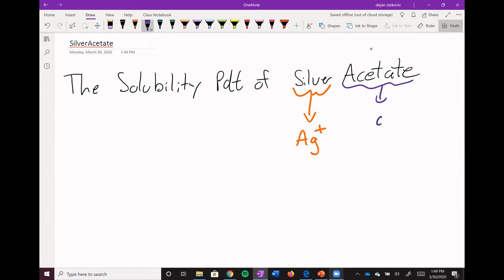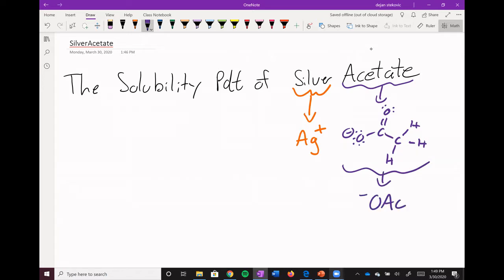Here's the Lewis structure for it. So there's what the Lewis structure looks like, and then this is commonly abbreviated as negative OAc. So that's the way I'm going to write it. So silver acetate combined is AgOAc, right? Cool. So let's take a look now at what the solubility product means.